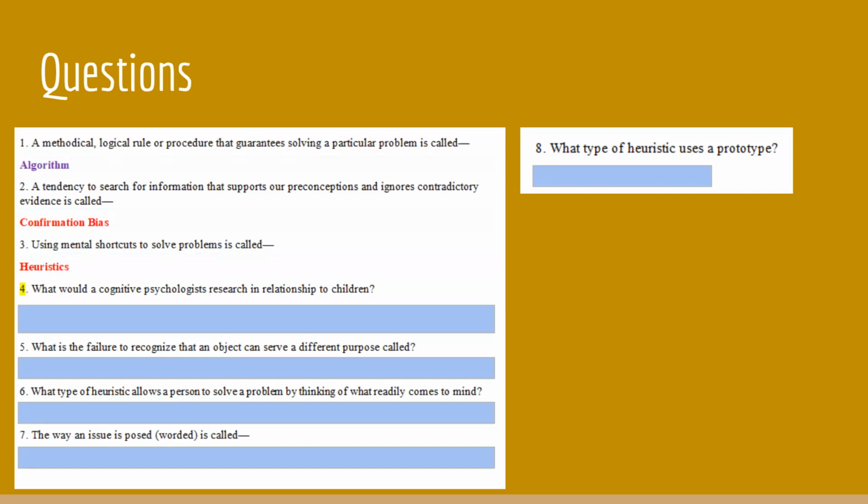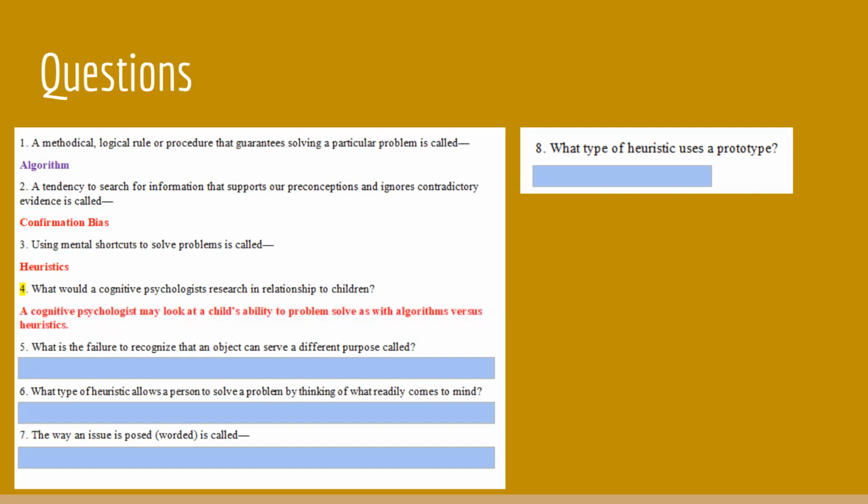What would a cognitive psychologist research in relationship to children? Forget about this question, except for the answer that's worded incorrectly. A cognitive psychologist may look at a child's ability to problem solve with algorithms versus heuristics. Number 5. What is the failure to recognize that an object can serve different purposes? That can be considered visual agnosia or fixation. And a credit card can also be used to pick a lock.